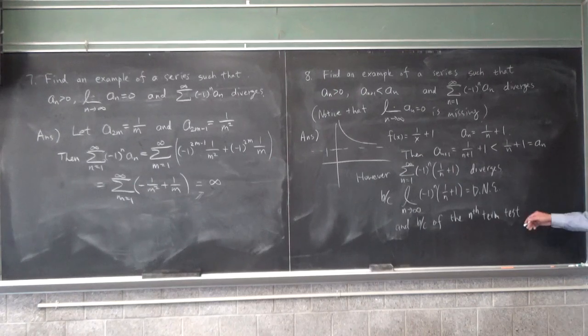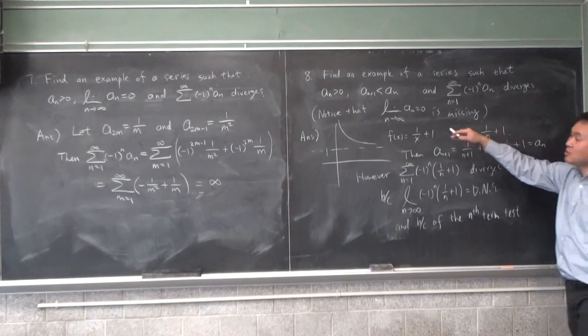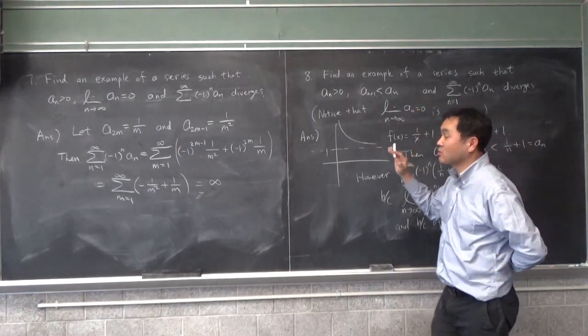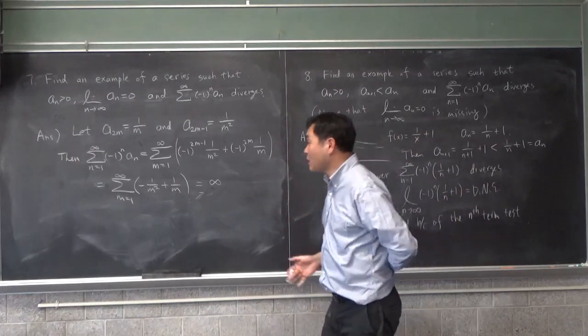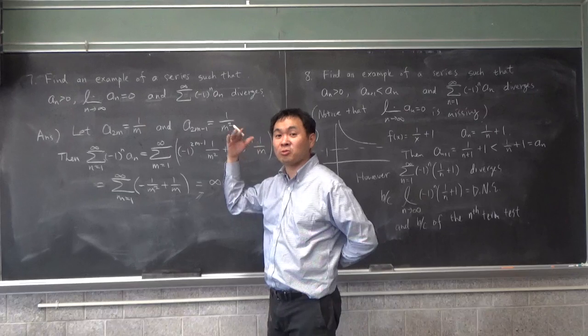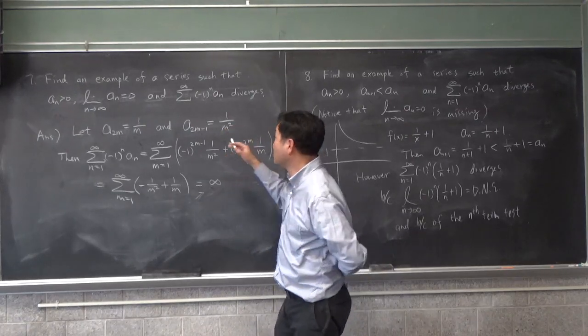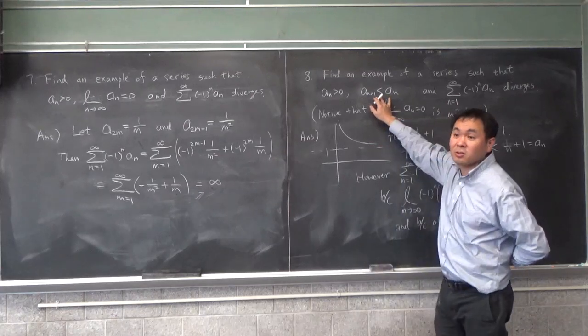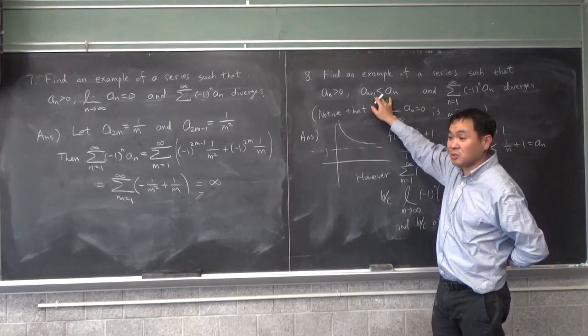So that shows that indeed, if you remove this condition, there are examples where the series wouldn't converge. Okay. So these two are good examples to think about why the alternating series test has those two conditions. One is that the limit has to go to 0, and second is that the individual terms have to be decreasing.